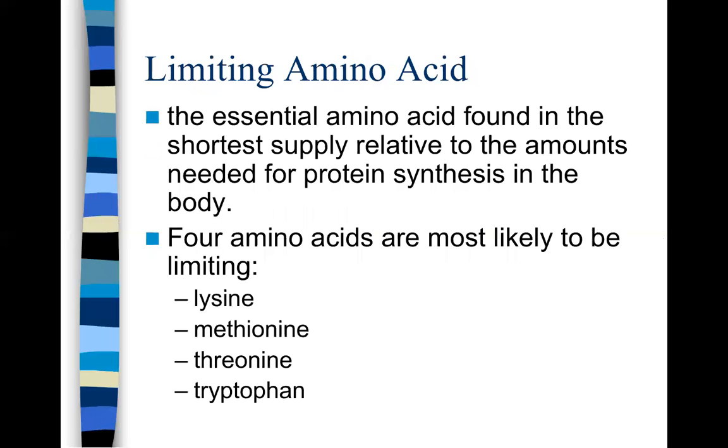Limiting amino acids. Some protein sources contain most of the essential amino acids, but may be low in some of them. When they're low in a few of the essential amino acids, those essential amino acids are considered to be limiting factors for protein synthesis, meaning if you didn't have enough of them, you wouldn't be able to synthesize proteins in your body.